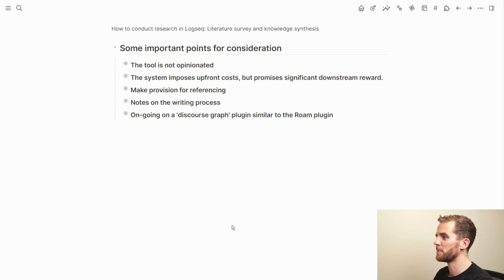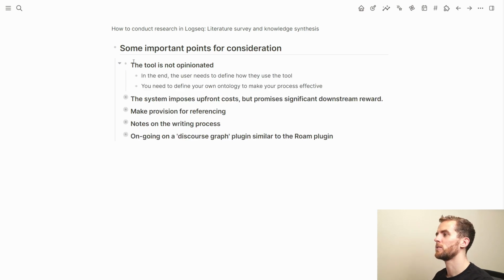Moving on, some important points for consideration. And I think this is the beauty of Logseq, but also can be one of the downfalls when using it, is that the tool is not opinionated. You need to define how to use the tool. Structuring your own ontologies and making it work in a way that is effective for you is a difficult process, and it may take some time, but I think it's very useful down the line.